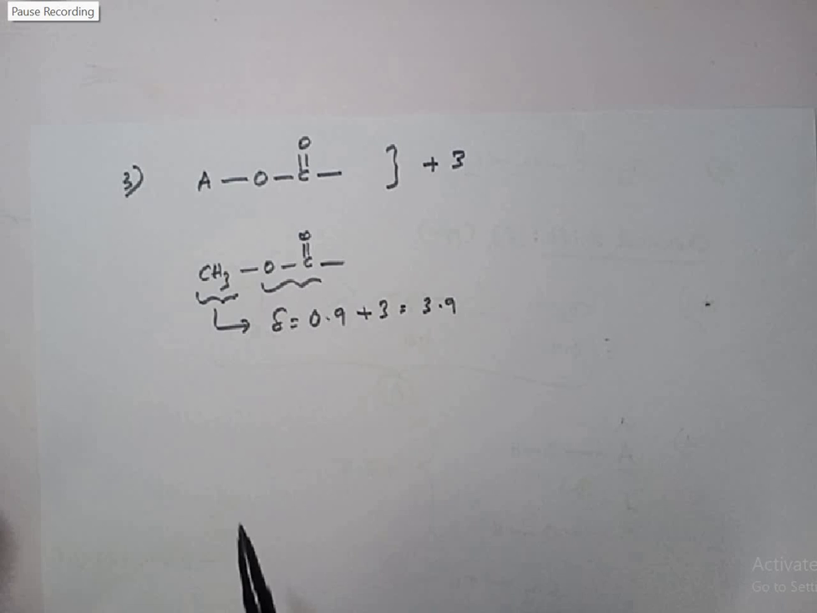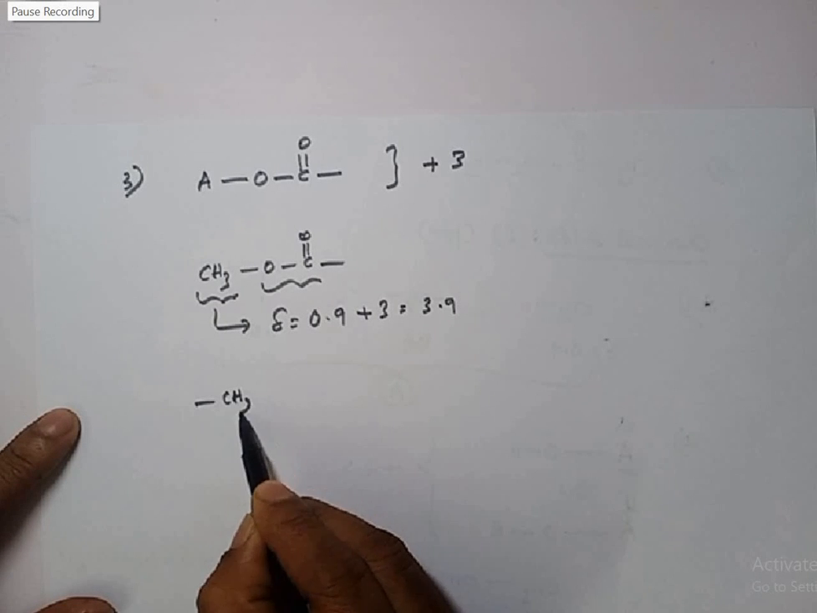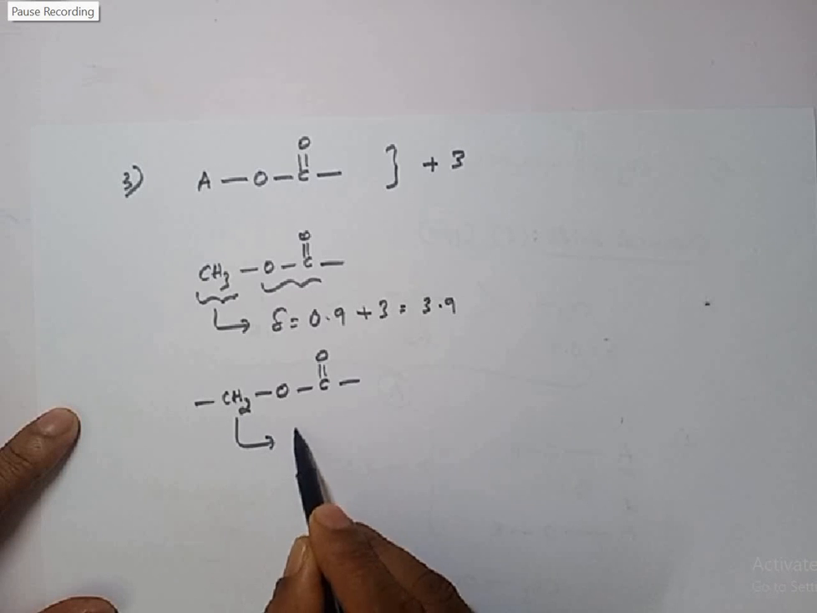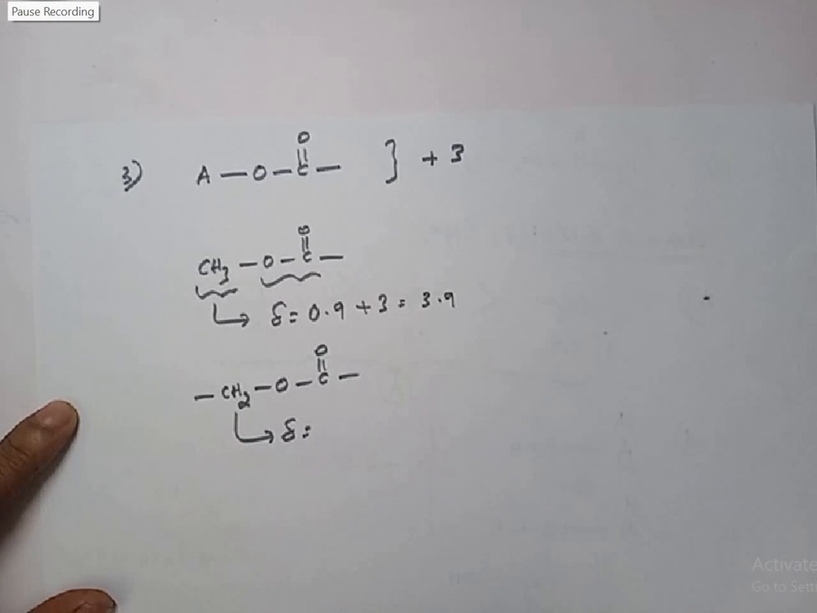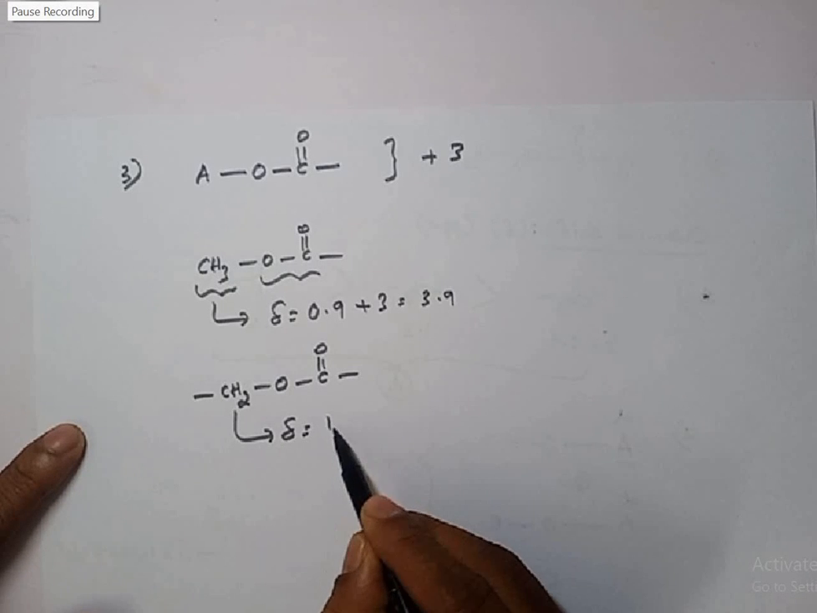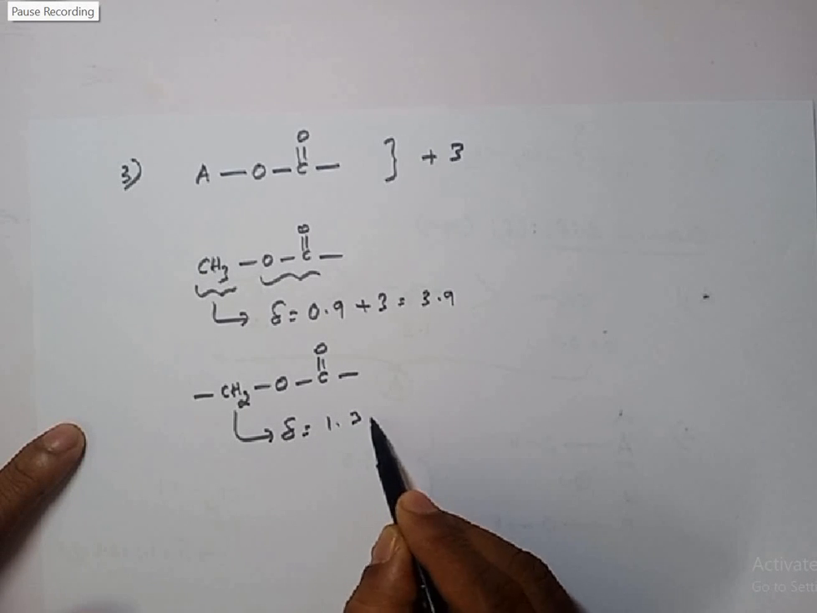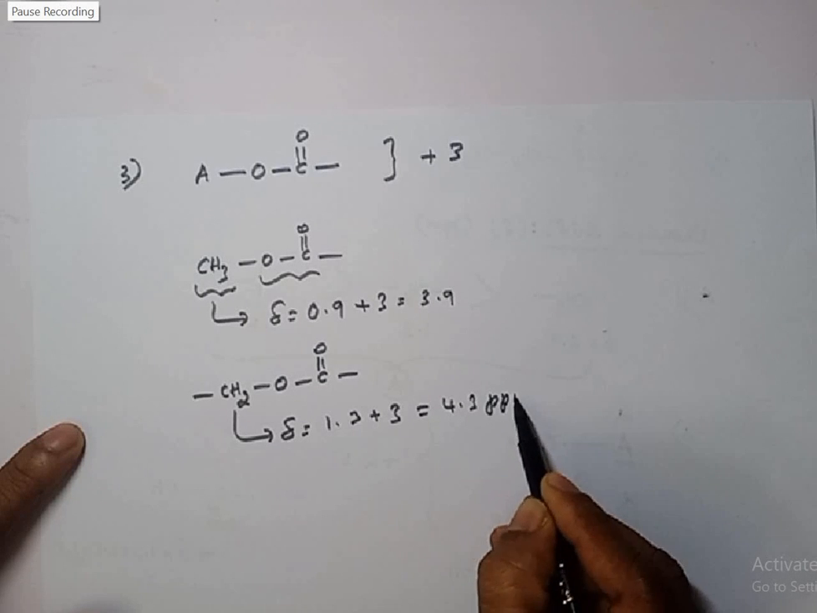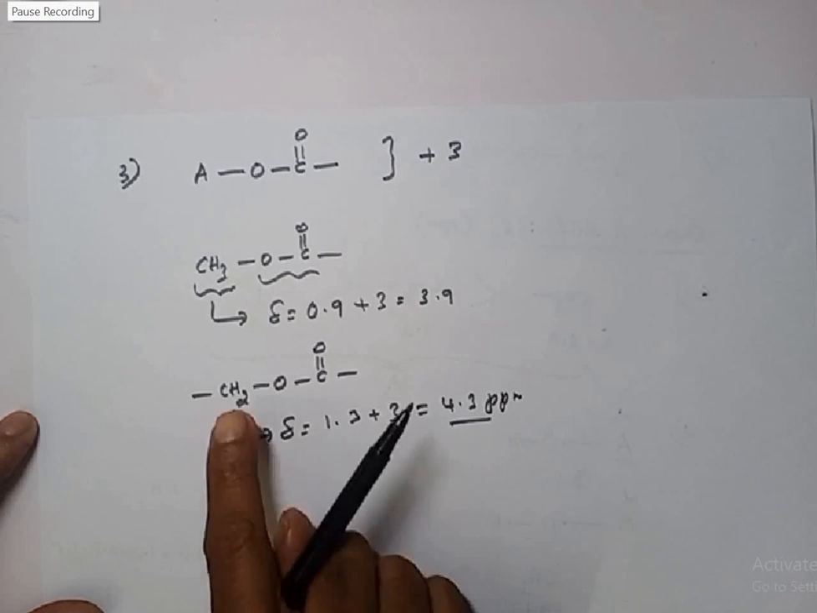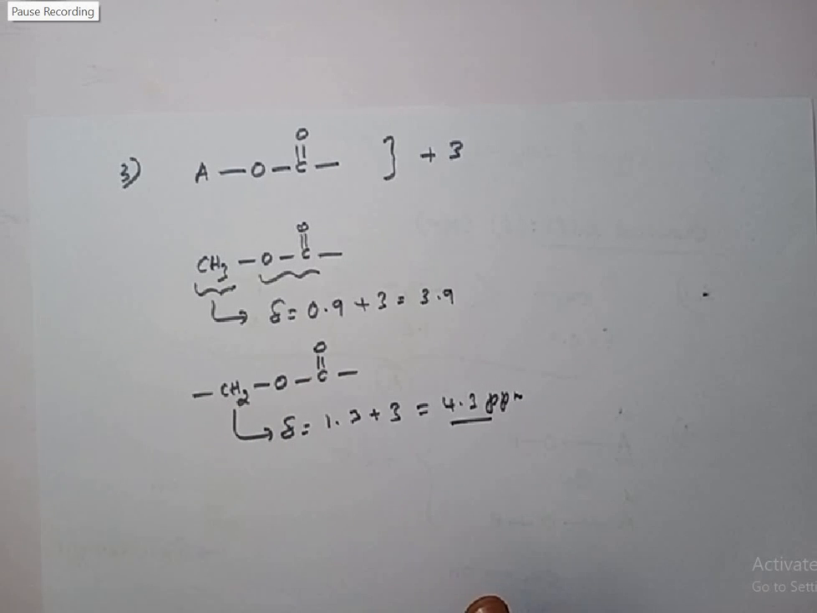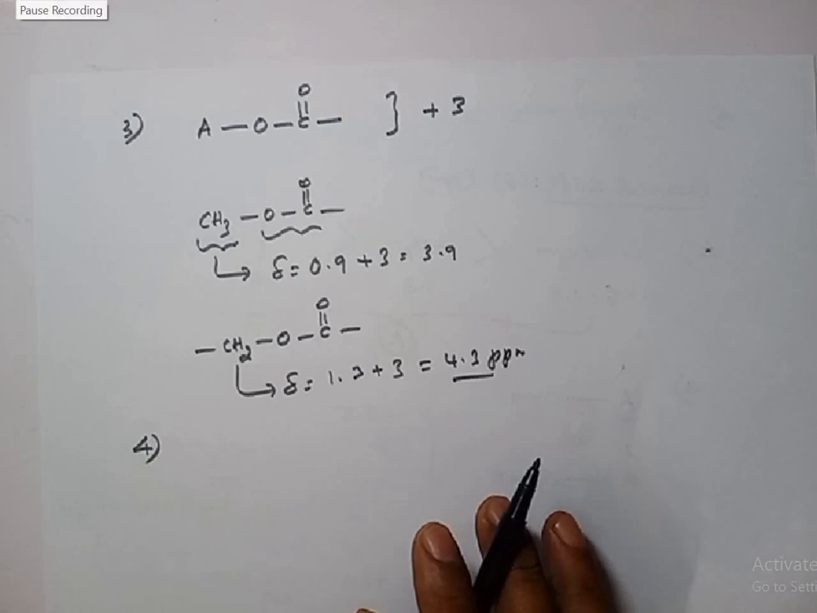If a CH2 group is connected, what should be the value? Can anyone tell me what the chemical shift of these CH2 protons should be? 4.3. For CH2, the value is 1.3 and plus 3, so you get 4.3 ppm. This is the chemical shift for a CH2 proton attached to the oxygen atom of an ester group. Okay, take this. Rule number 4 is this.